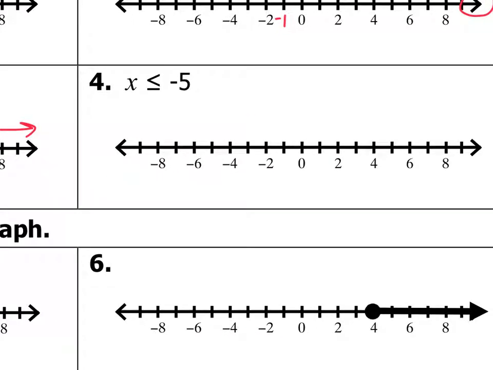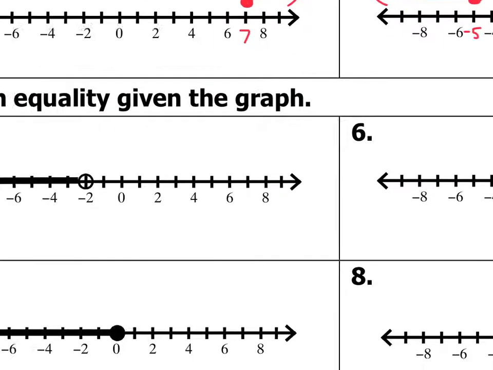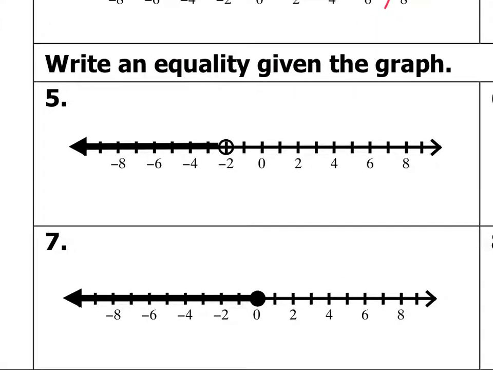And then number 4, I'm going to go to -5, which is in between -4 and -6. So here's -5. Open or closed? Closed. And I shade to the left. Okay. Now, we're going to do the bottom 4, the next 4 are backwards. They give us the graph, and we have to write the inequality.